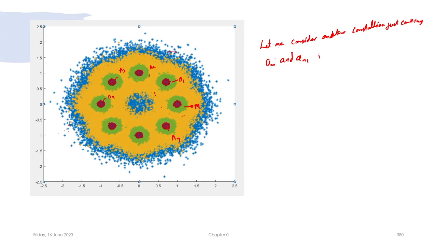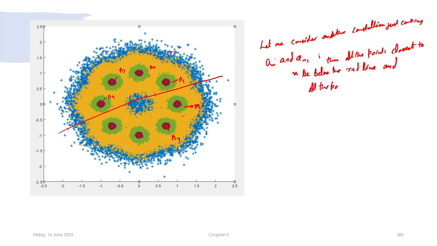In that case, all the points closest to M lie below the red line, and all the points closest to N1 lie above the red line. Fine. So, I can say that this is DMN1 and this is DMN1 complement. You can divide it into DMN1 and DMN1 complement.